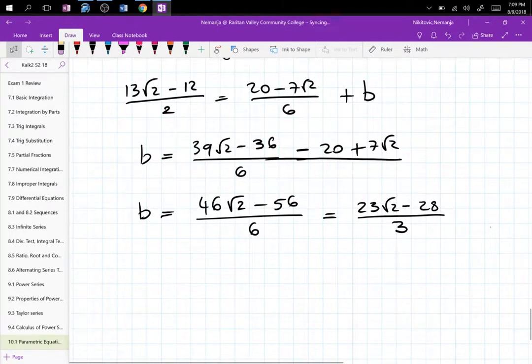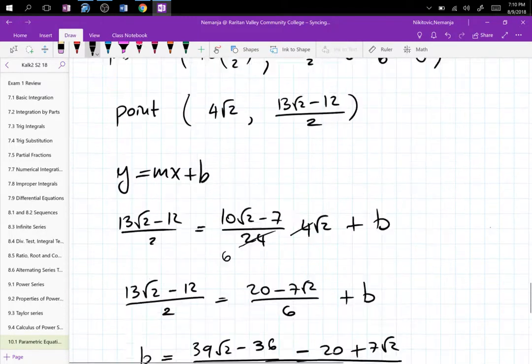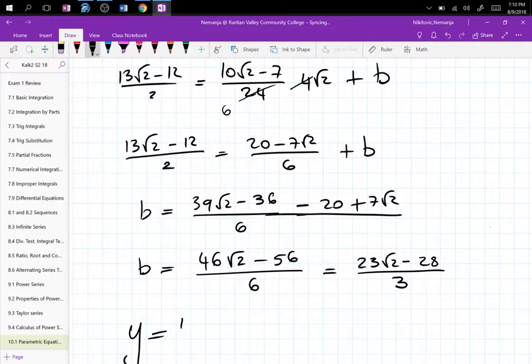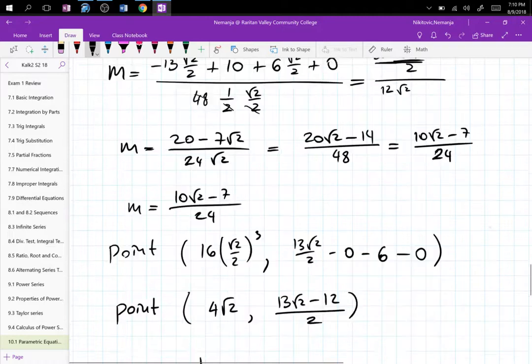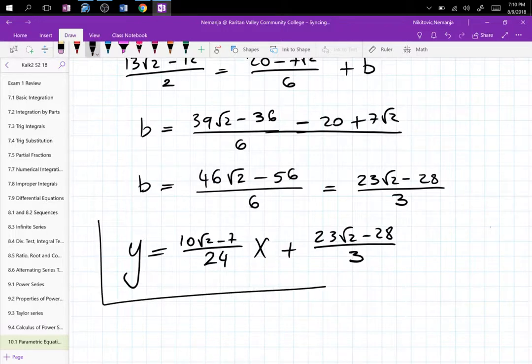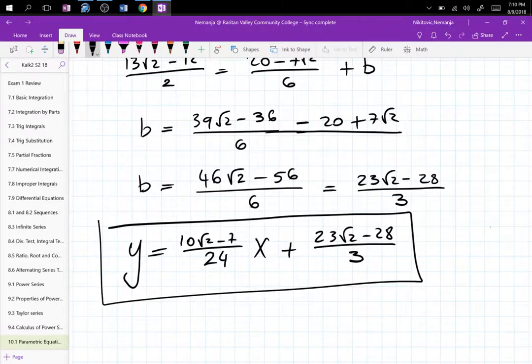Great. So now I have that y is equal to the slope, 10 root 2 minus 7 over 24, times x, plus 23 root 2 minus 28 over 3. So that's our equation.